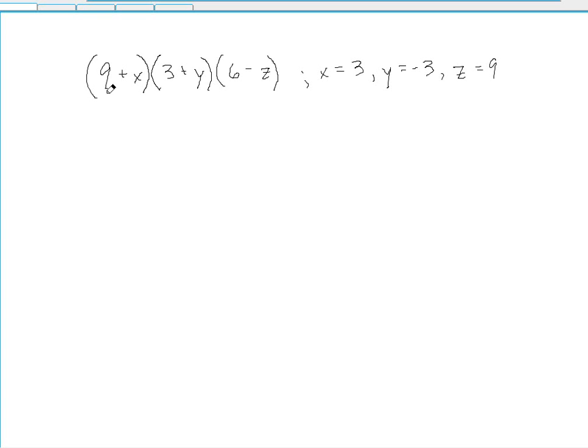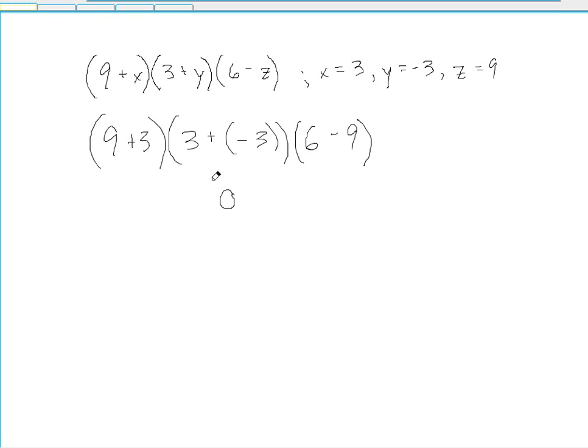So let's plug everything in here. 9 plus x means 9 plus 3. 3 plus y means 3 plus a negative 3. Just rewriting the expression here. And finally, 6 minus z means 6 minus 9. Let's go to this middle factor because it might stand out to you right away. A number added to its opposite. You've got in the middle there a factor of 0.